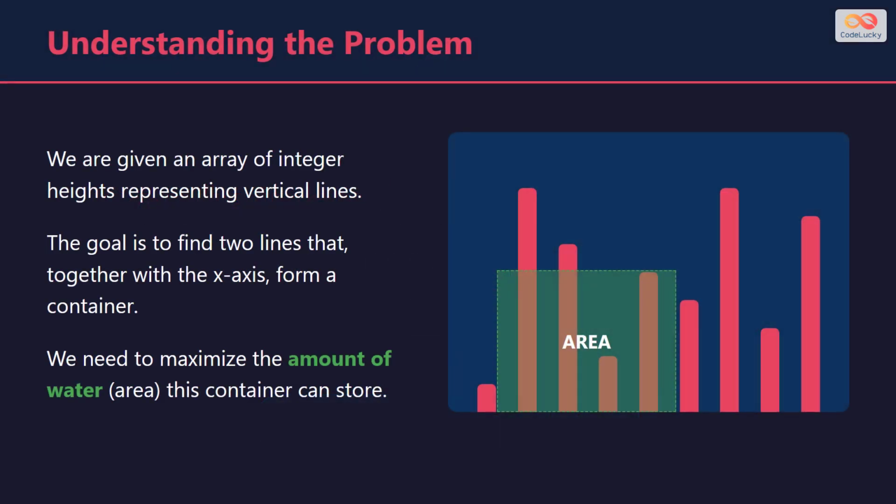First, let's understand the goal. Imagine you have a series of vertical lines of different heights. You need to pick two lines that, along with the ground, act as the sides of a container. The objective is simple. Choose the two lines that allow this container to hold the maximum amount of water.